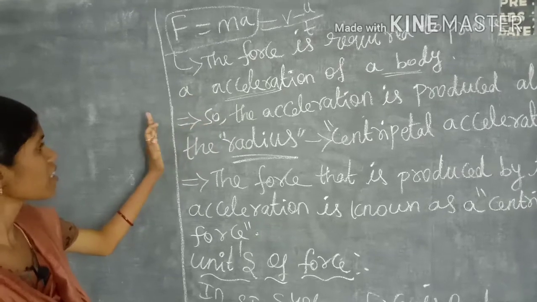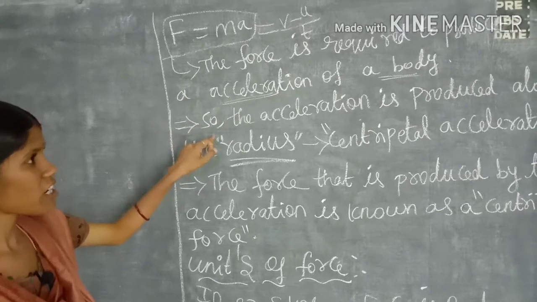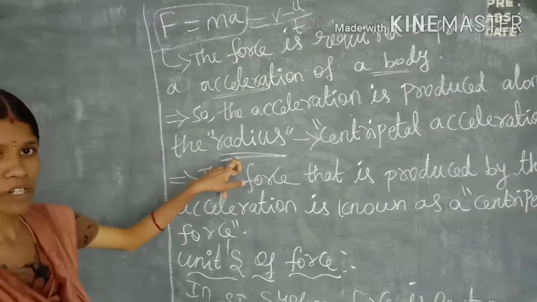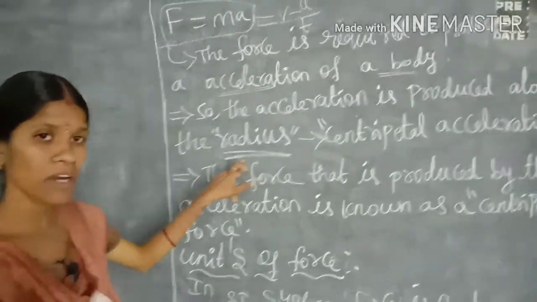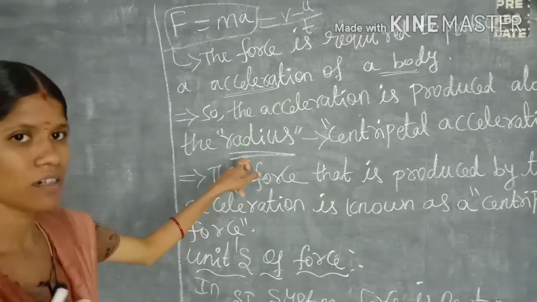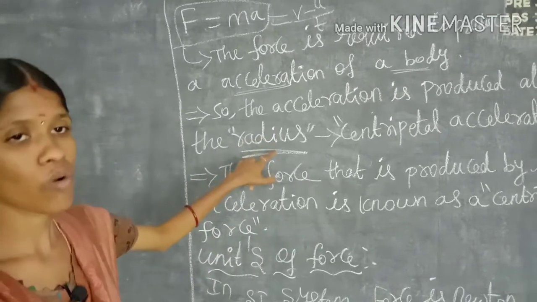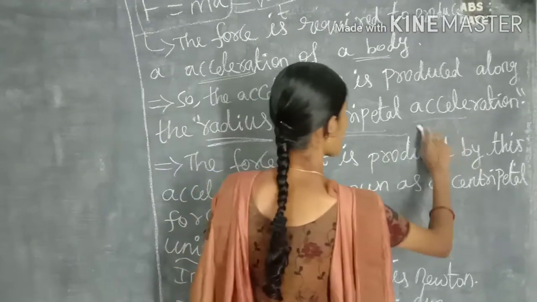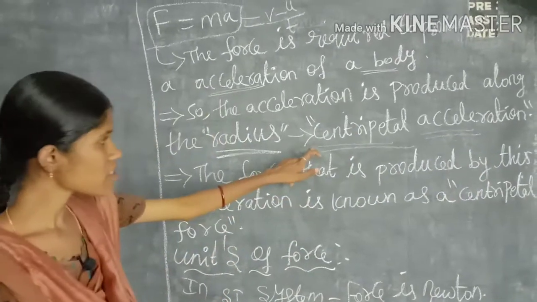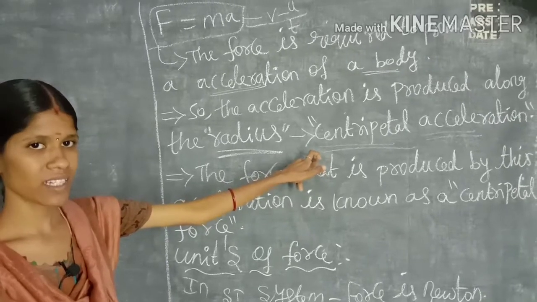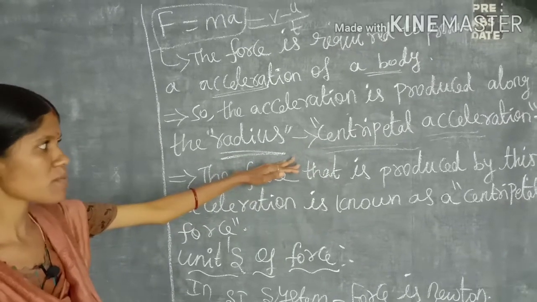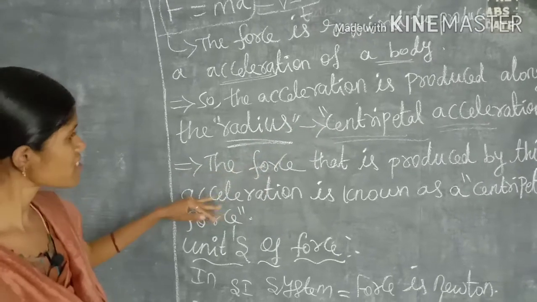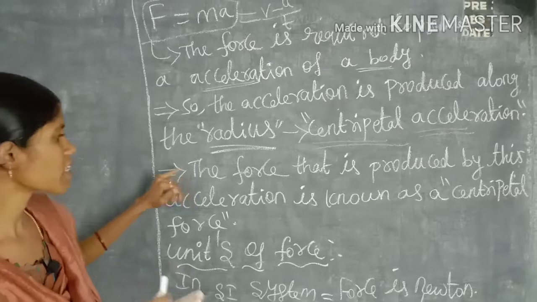Second, the acceleration is produced along the radius. The acceleration produced along the radius is known as centripetal acceleration. So this is the acceleration which is produced along the radius. Along the radius, that is known as the centripetal acceleration. Students, understand?